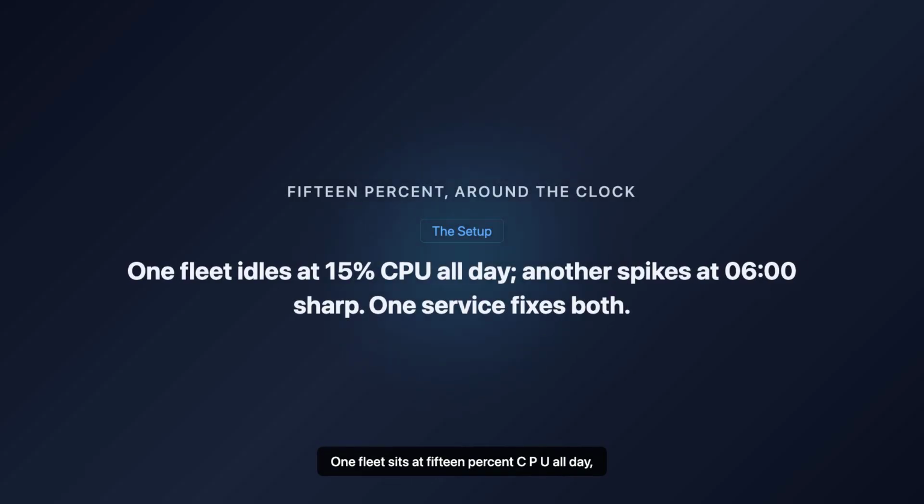One fleet sits at 15% CPU all day, burning money on capacity nobody uses. Another slams the system every weekday at 6 in the morning. They look like opposite problems, and a single Amazon Web Services service fixes both.